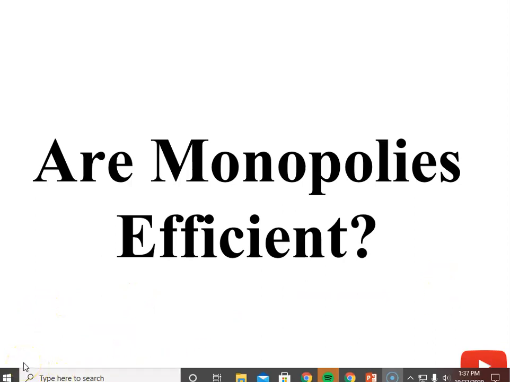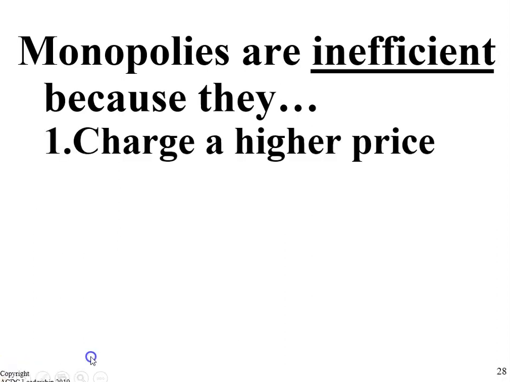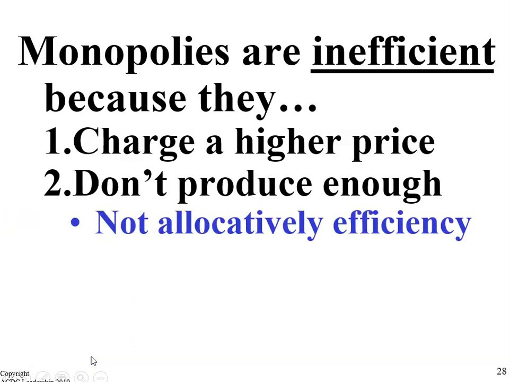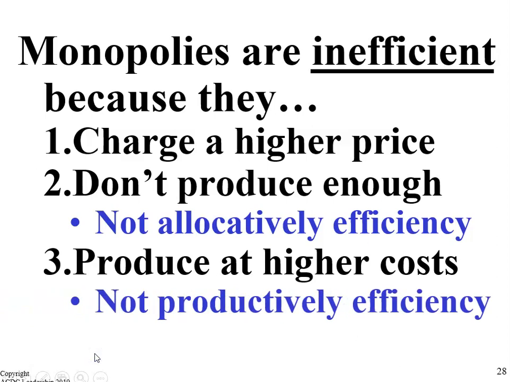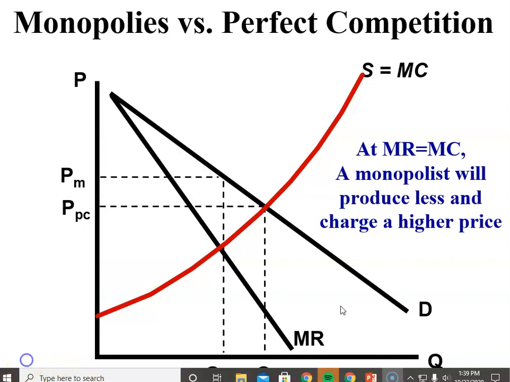In perfectly competitive markets, they're both allocatively and productively efficient. In contrast, monopolies are inefficient. They charge a higher price and they don't produce enough. So they're not allocatively efficient. They're producing at higher costs, so they're not productively efficient either. In perfect competition, both consumer and producer surplus are maximized. For a monopoly, they're going to end up producing less and charging a higher price.